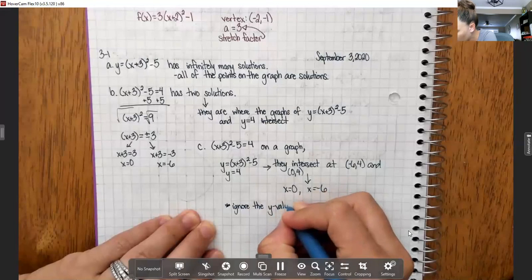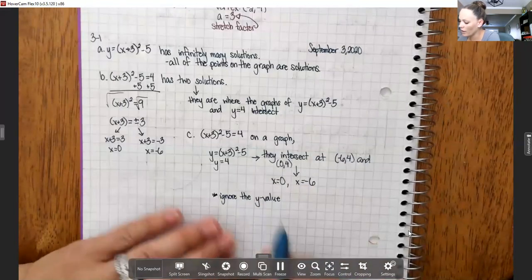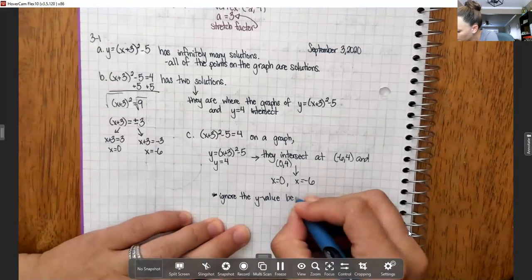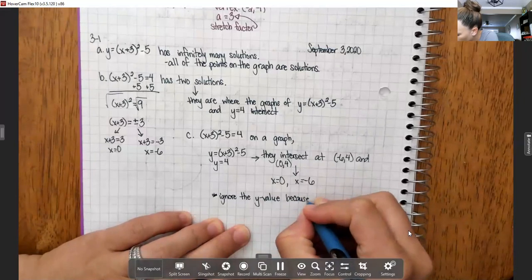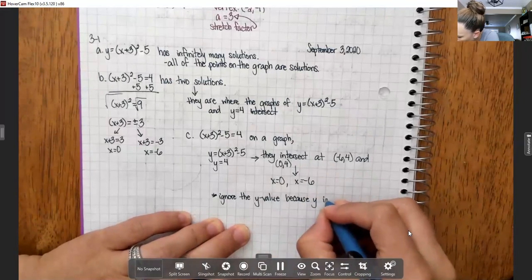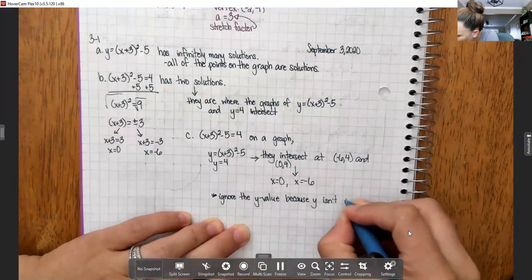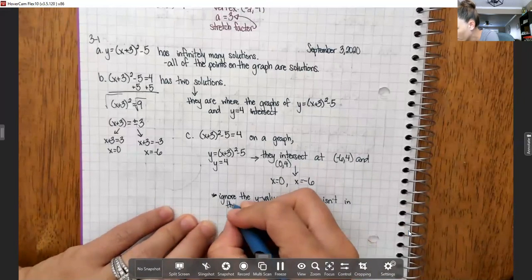So I'll write that down in case you need to come back to this. So we ignore the y value because y isn't in the original equation.